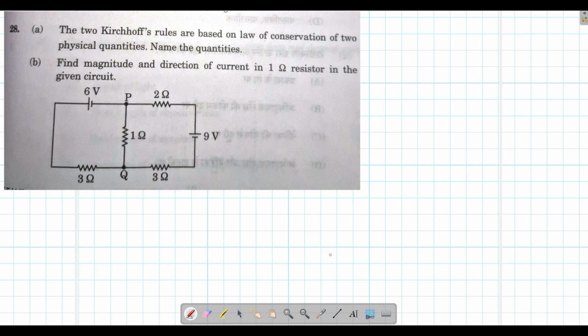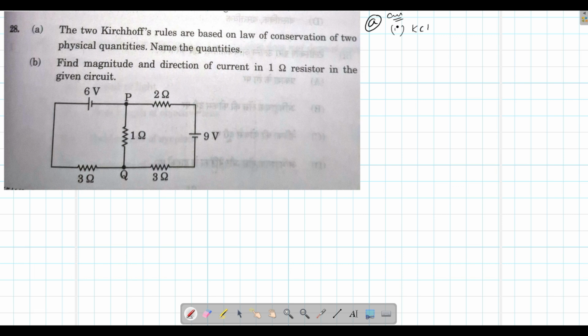The two Kirchhoff's rules are based on the law of conservation of two physical quantities. Name the quantities. Kirchhoff's rules are based upon conservation of two physical quantities. First is Kirchhoff's current law, KCL.